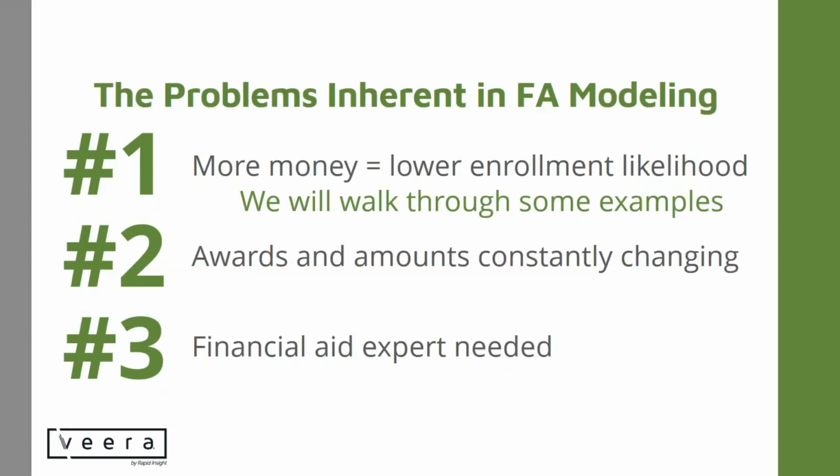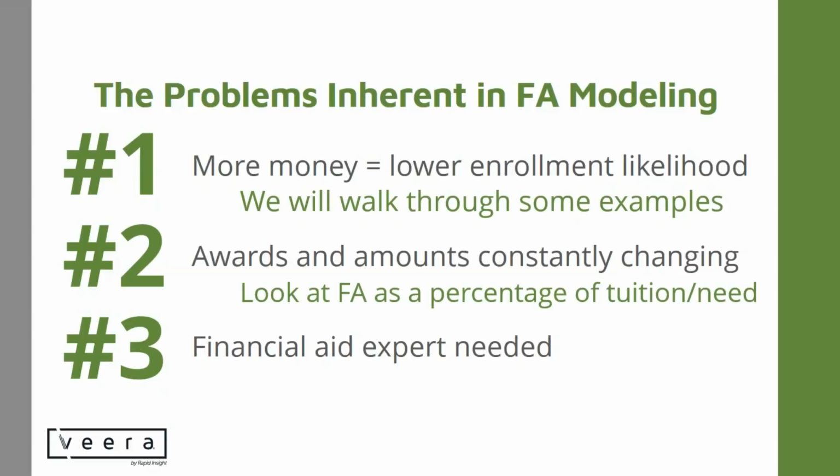But when it comes to awards and amounts constantly changing, that's something we can address a few different ways. The most common way that we've seen is looking at financial aid as a percentage of tuition or need. Rather than looking strictly at the amount offered to students, we can keep it on a consistent or level playing field if we're looking back at 3 historical years, by looking at how much of that need our tuition or our financial aid package covers.